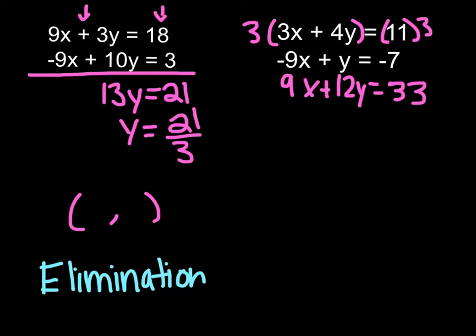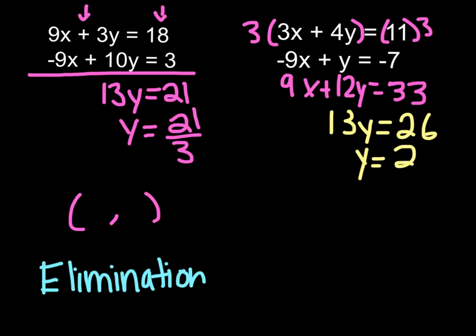So now I know that when I add my first equation with my second equation, my x term will drop out. So 9x combined with negative 9x leaves me with 0. 12y combined with y is 13y. And negative 7 combined with 33 is 26. So I have y equals 2.